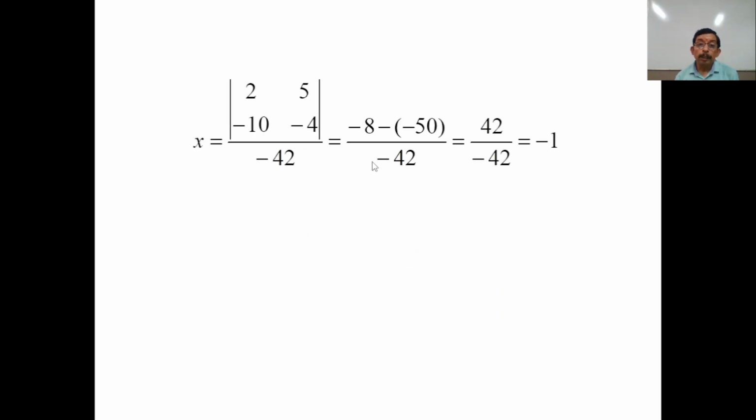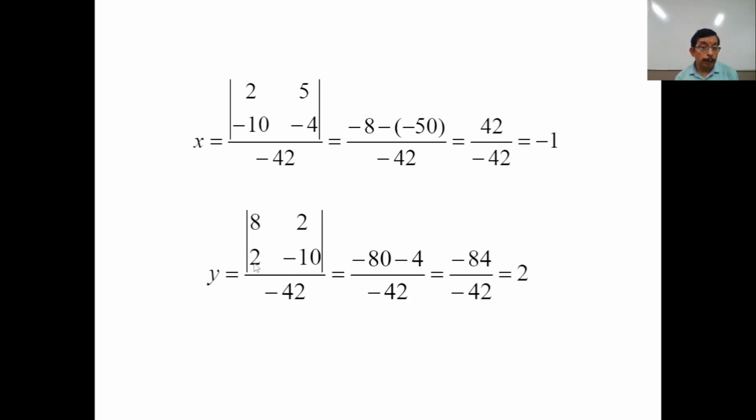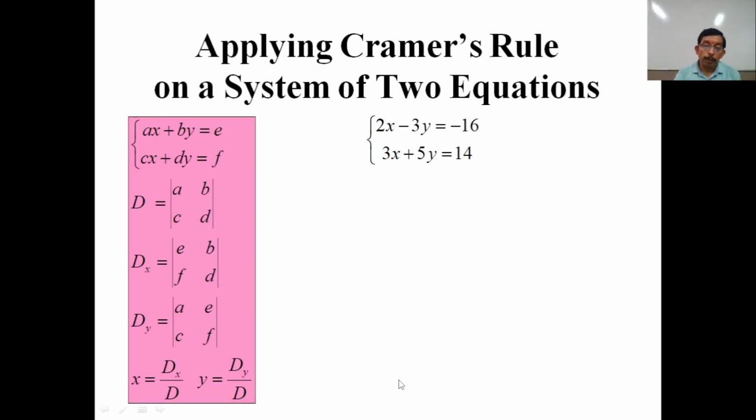Now simplify. The value of a 2 by 2 order determinant is equal to the difference of the cross multiplication of its elements. Then simplifying, the value of x is minus 1, and simplifying the same way, the value of y is equal to 2. It is clear, everyone? The solution is minus 1 comma 2. It is clear, everyone?